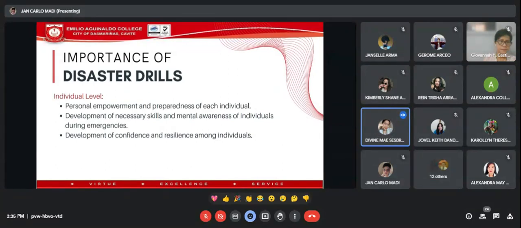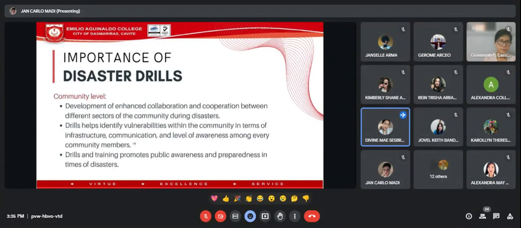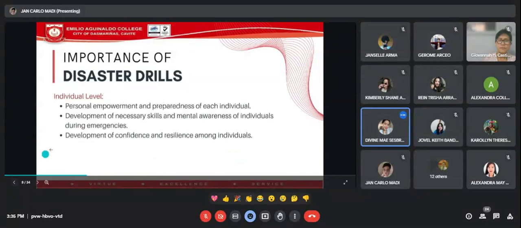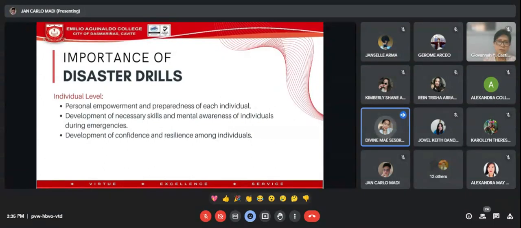And then hindi pa pala ito. Lastly, yung sa development of confidence and resilience among individuals. So dito naman, kapag nag-engage siya kasi sa mga disaster drills, parang nakakabuo siya ng confidence sa mga tao as they become familiar doon sa emergency procedure and protocols na pinapakita sa kanila.